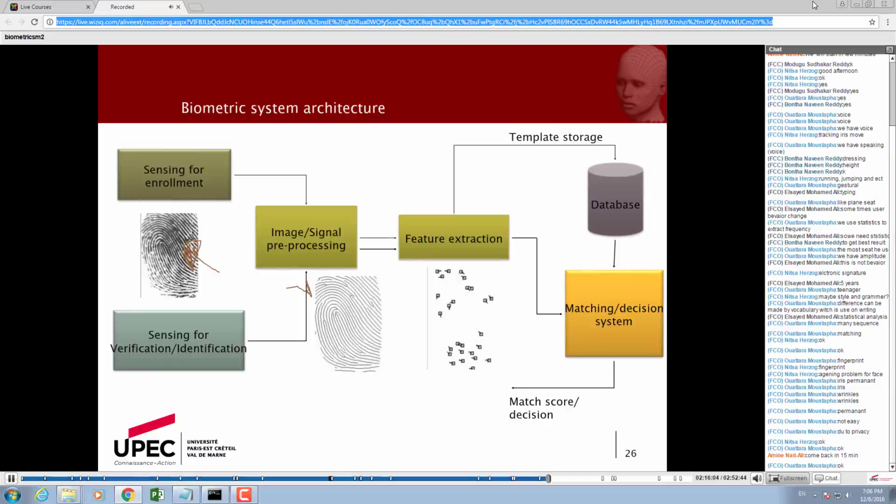Once you remove all the information that is not very interesting for you, you will obtain one image, if it's for fingerprint. And from this image, you extract features. Probably, I think in the next slide, it will be like this. So this one is the original image.